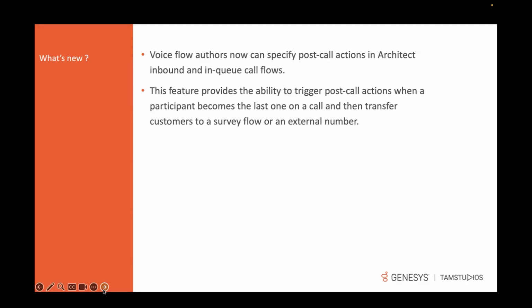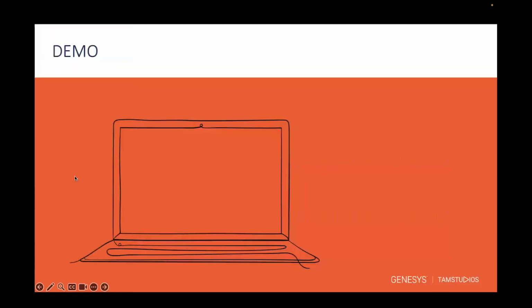VoiceFlow authors can now specify post call actions in Architect for inbound and in-queue call flows. What this feature does is it provides the authors an ability to trigger post call actions when a participant becomes the last one on a call. This is typically done to transfer the last participant on a call to perhaps a survey or to an external number. Now let's have a quick look at this new feature.